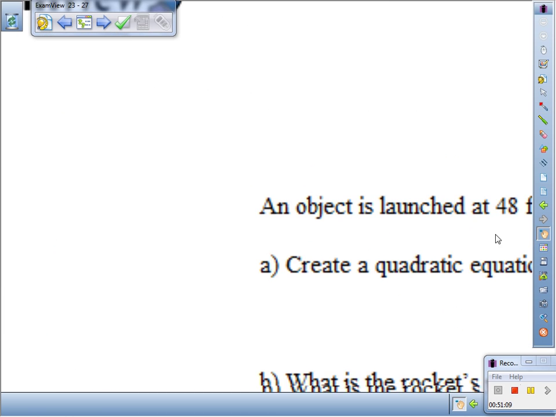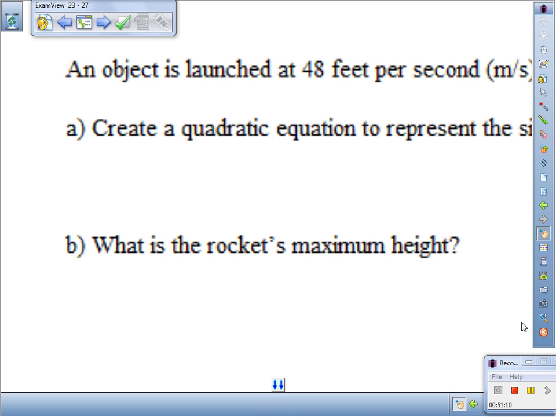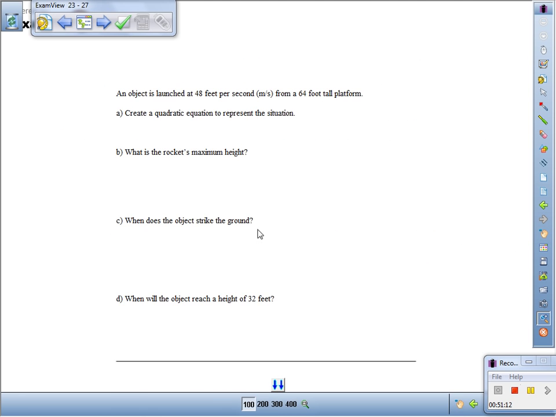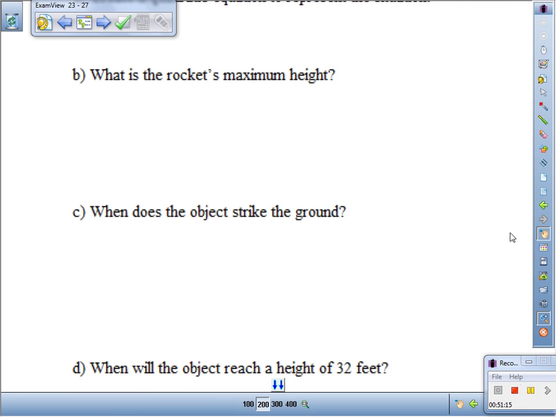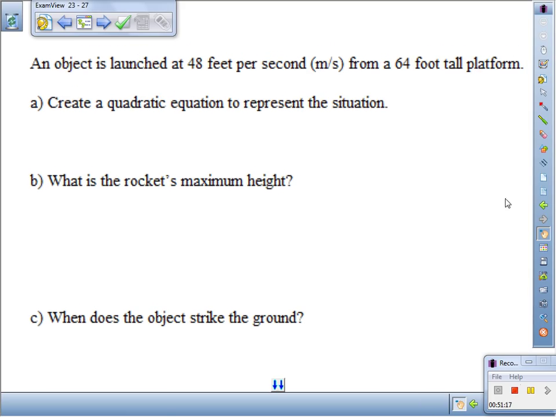So to the next one, number 23. All right, let's see. It says, create any quadratic equation that represents the situation. It says, an object is launched 48 feet per second from 60-foot tall platform. So, who can give me the equation?